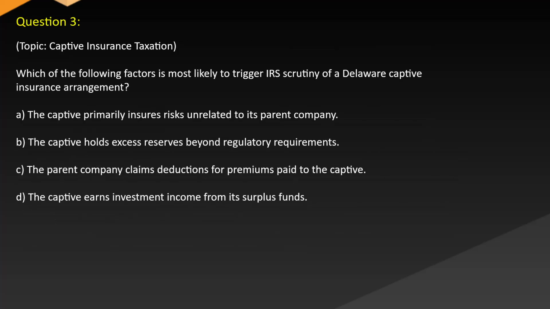Question 3. Topic: Captive insurance taxation. Which of the following factors is most likely to trigger IRS scrutiny of a Delaware captive insurance arrangement? A. The captive primarily insures risks unrelated to its parent company. B. The captive holds excess reserves beyond regulatory requirements. C. The parent company claims deductions for premiums paid to the captive. D. The captive earns investment income from its surplus funds.